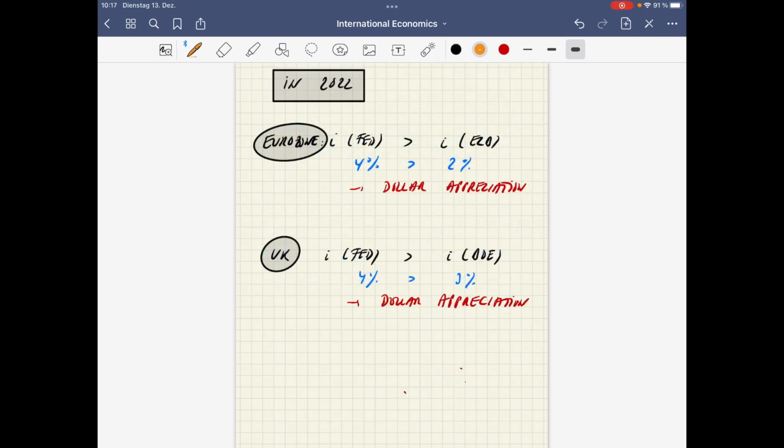And that's exactly what we have seen in 2022. The Federal Reserve in the US has increased its benchmark interest rate before the ECB started increasing its interest rate. Therefore, the dollar appreciated. Same was true with respect to the UK. The Federal Reserve has increased its benchmark interest rate before the Bank of England did that, and therefore the dollar appreciated also against the British pound.